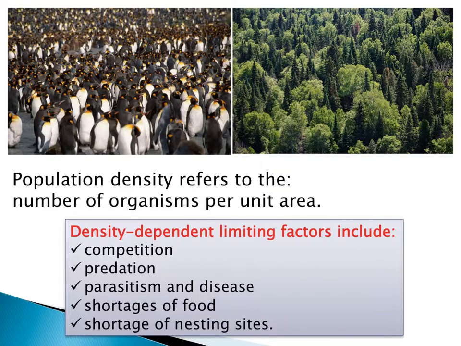Specifically, some of the density-dependent limiting factors would be competition among species in that population, predation, individuals that come in, organisms that feed on that species, parasitism and disease, parasites that come in and cause that population to die off, shortages of food, and shortages of places where those individuals can live, their nesting sites.